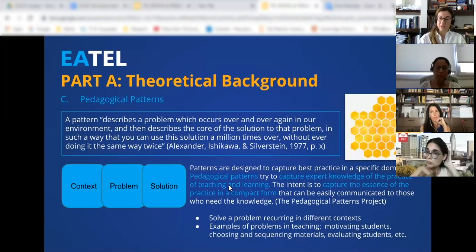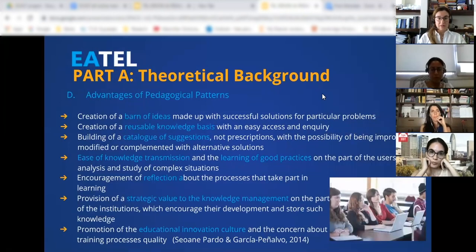Nevertheless, the advantages of having and using pedagogical patterns are quite many, and it is worth mentioning some of these, as these were identified by the following two researchers that you can see on this slide. So according to these two researchers, first of all, pedagogical patterns enable the creation of a collection of ideas made up with strategies and successful solutions for particular problems, properly documented with its corresponding context. They also make up a reusable knowledge basis with an easy access and inquiry. They build a catalog of suggestions, but not prescriptions, with the possibility of being improved, modified, or complemented with alternative solutions. They also ease the knowledge transmission and the learning of good practices on the part of the users.